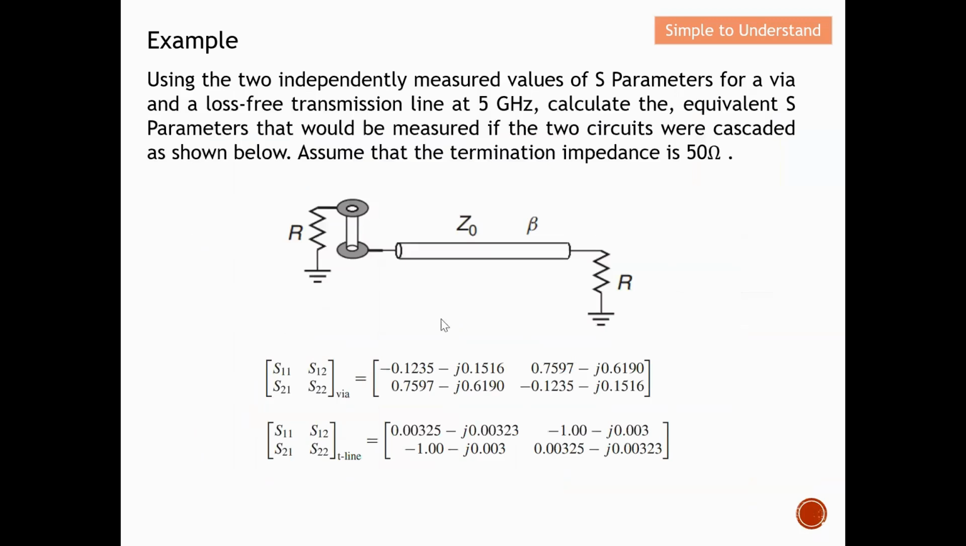Let me continue. So this will be the example, using two independent measured values of S parameters for a via and also a lossless transmission line at 5 GHz.